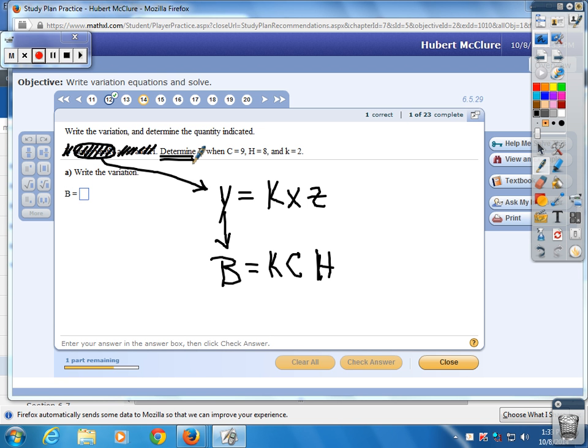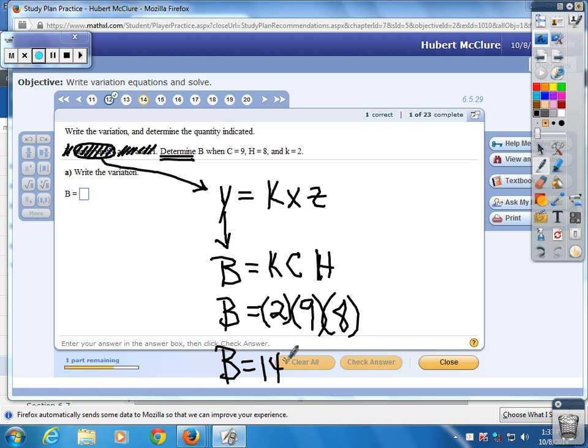Evaluate and determine mean that you're going to what? Plug and chug. So here it is. Determine. So B, we're finding B is equal to what? Tell me what I plug in first. 2 times 9 times 8. And 9 times 8 is 72, times 2 is 144. So B is equal to 144.